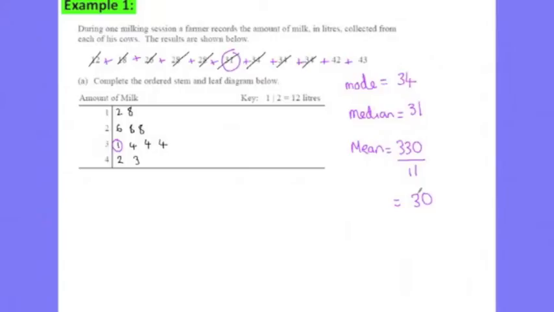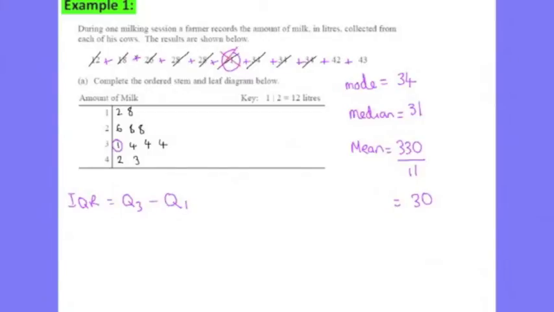Then to work out the interquartile range. The interquartile range is found by taking the upper quartile, Q3, and subtracting the lower quartile, Q1. First, we need to use our median and our list to identify our upper and lower quartile. So the median, cross out.